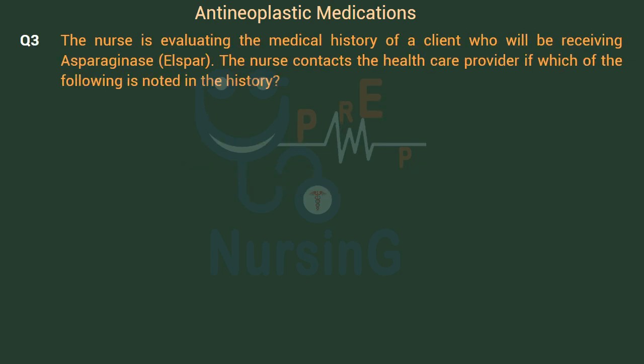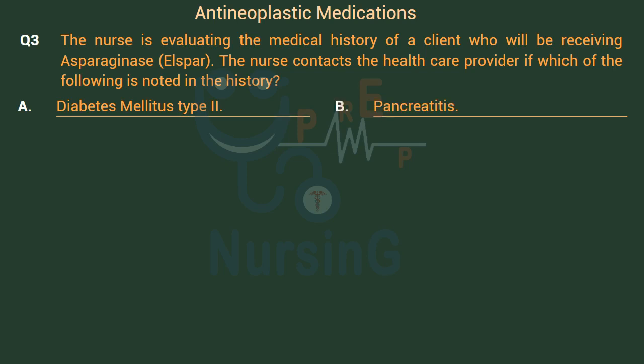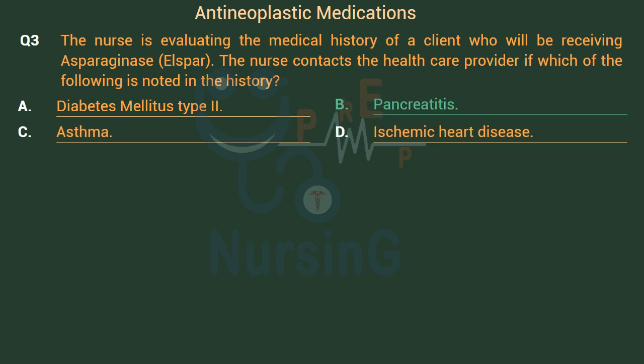The nurse is evaluating the medical history of a client who will be receiving Asparaginase, Elspar. The nurse contacts the healthcare provider if which of the following is noted in the history? Option A. Diabetes mellitus type 2. Option B. Pancreatitis. Option C. Asthma. Option D. Ischemic heart disease. Right answer is option B.